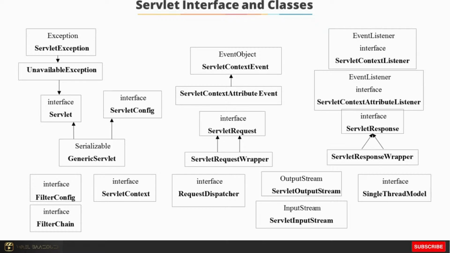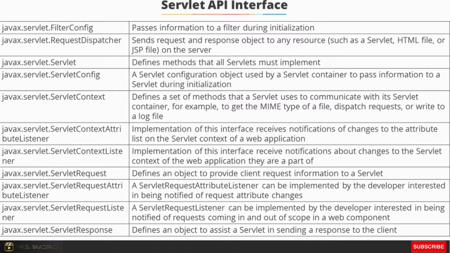This largely is the ecosystem in terms of the set of functions, APIs, interfaces and classes available as part of the Servlet API. So first we have javax.servlet.FilterConfig, which passes information to a filter during initialization. We have javax.servlet.RequestDispatcher. This sends request and response objects to any source such as a servlet, HTML file or JSP file on the server. Moving to javax.servlet.Servlet, which defines methods that all servlets must implement.